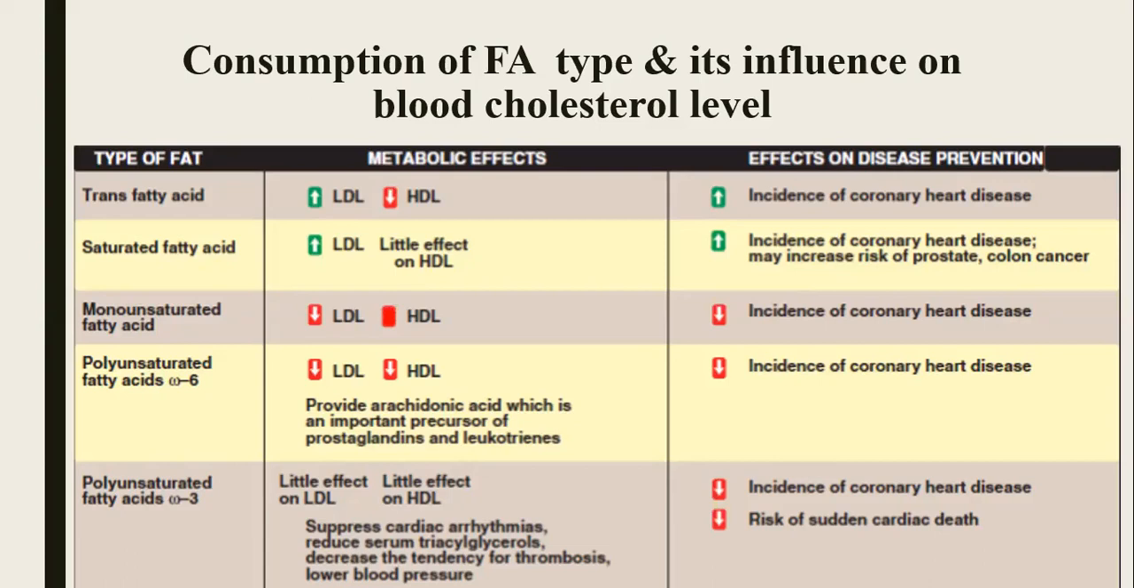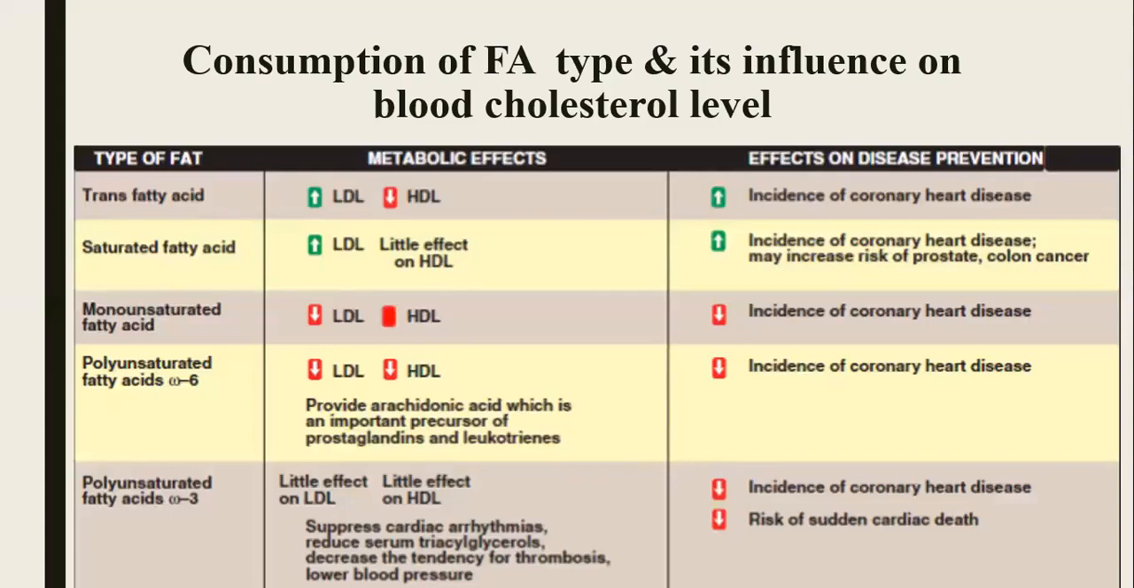Then coming to the effect of polyunsaturated fatty acid of omega-6 family. The example of the parental fatty acid of omega-6 family is linoleic acid. Omega-6 fatty acid, linoleic acid, is obtained from the vegetable oils. And this linoleic acid lowers plasma cholesterol level when it is substituted for saturated fatty acid. You see here, omega-6 fatty acid lowers plasma LDL level.